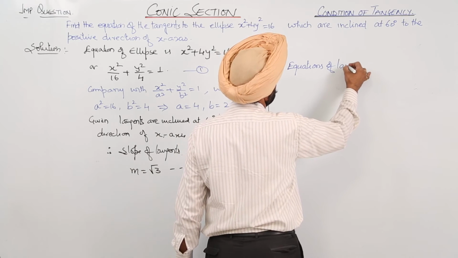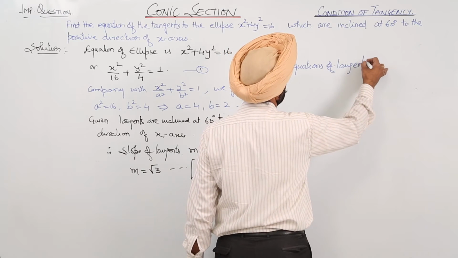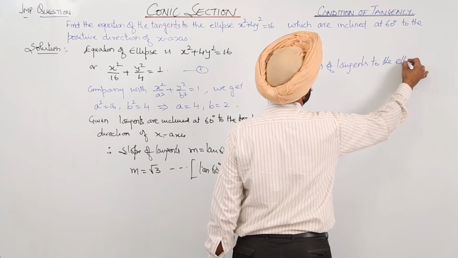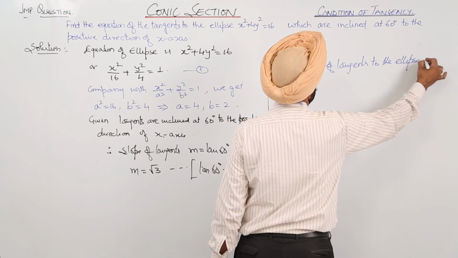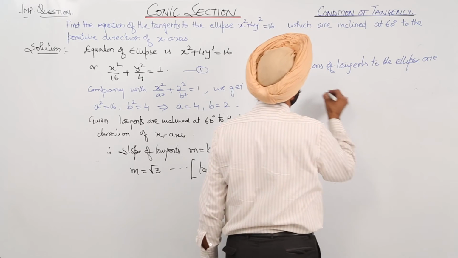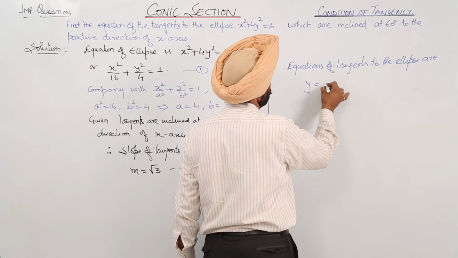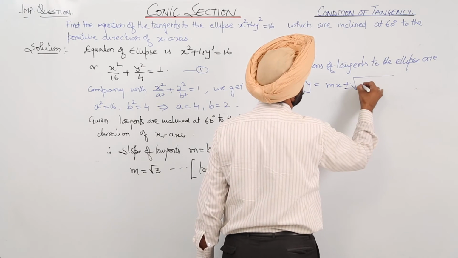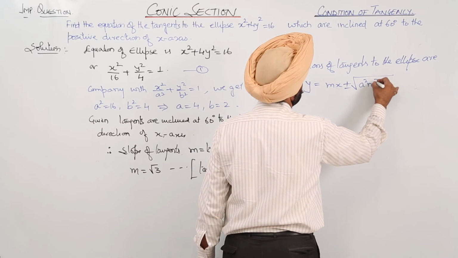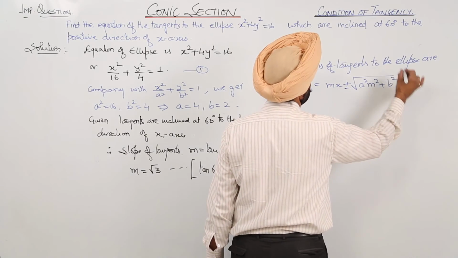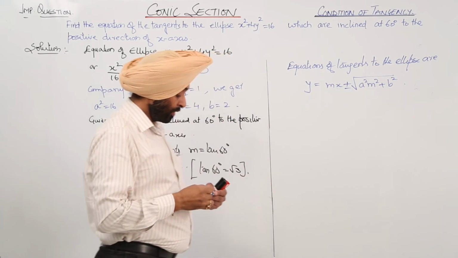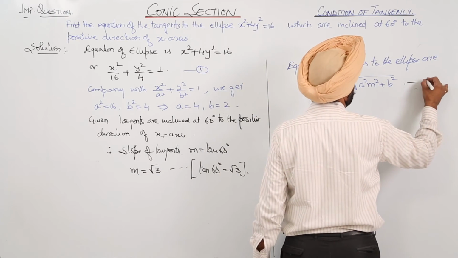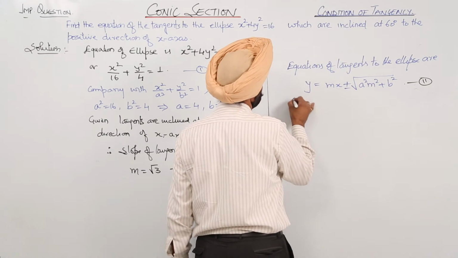Now equations of tangents to the ellipse are y is equal to mx plus minus square root of a square m square plus b square. Okay. Now let this be equation 2.